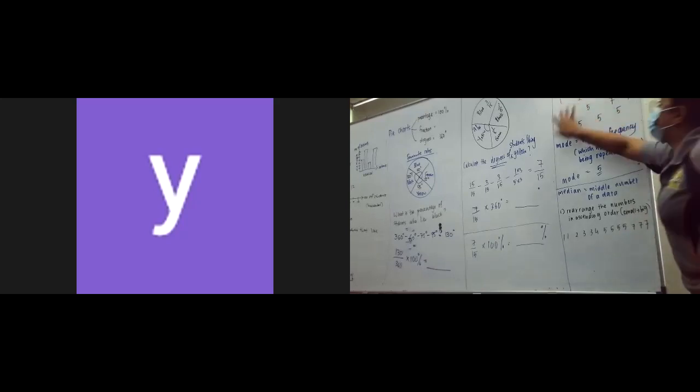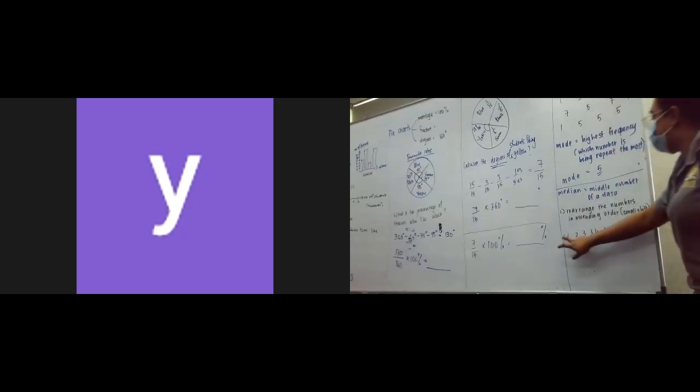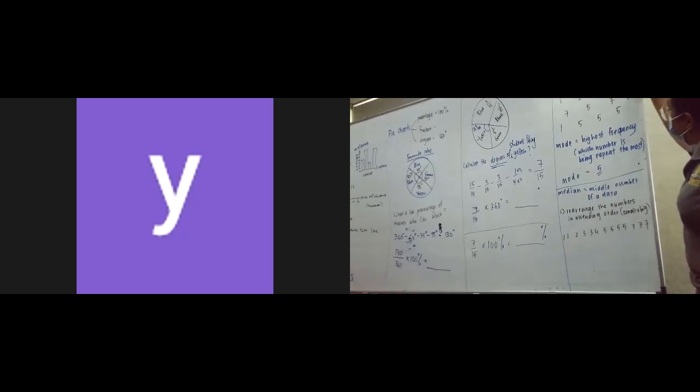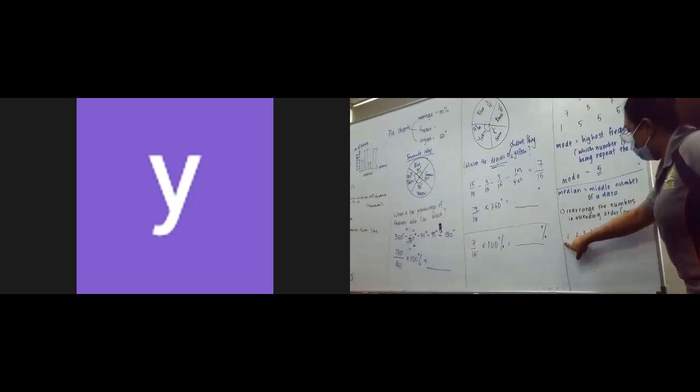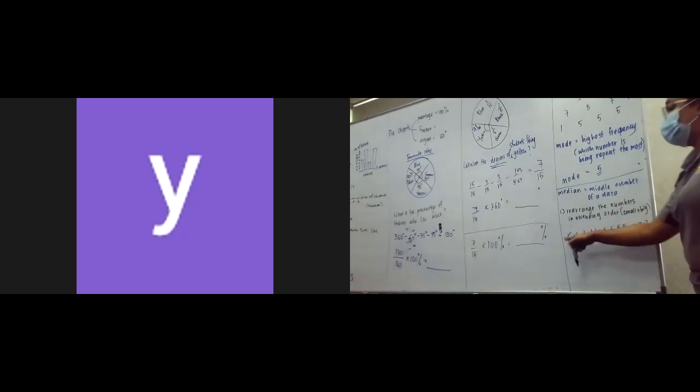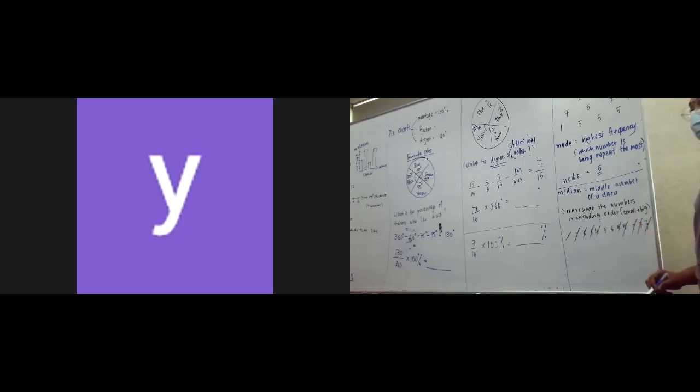You recheck: 1, 2, 3, 4, 5, 6, 7, 8, 9, 10, 11, 12, 13 numbers. We remove one number and make it 12 numbers. Now for median, you have to find the middle number. So what you have to do is cut off the numbers. Cut 1 in front, cut 1 behind. Cut 1 in front, cut 1 behind. In front, behind, in front, behind.